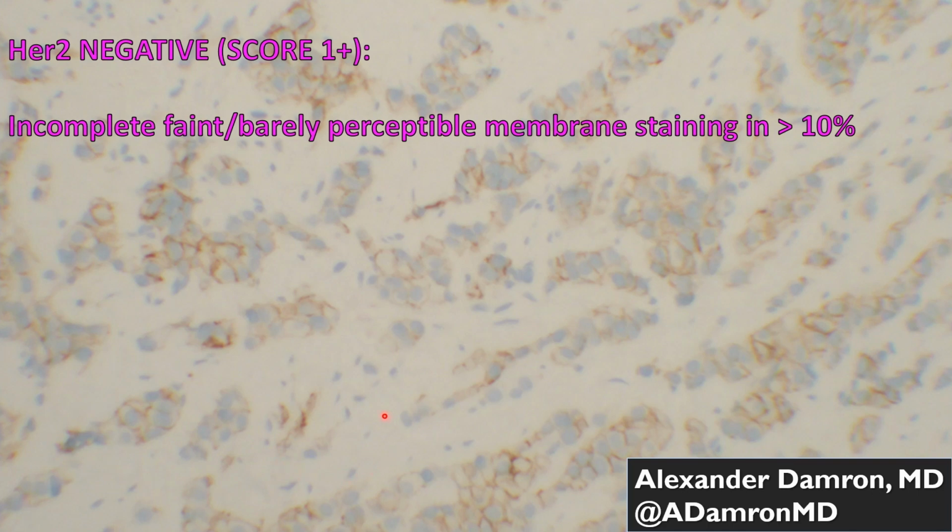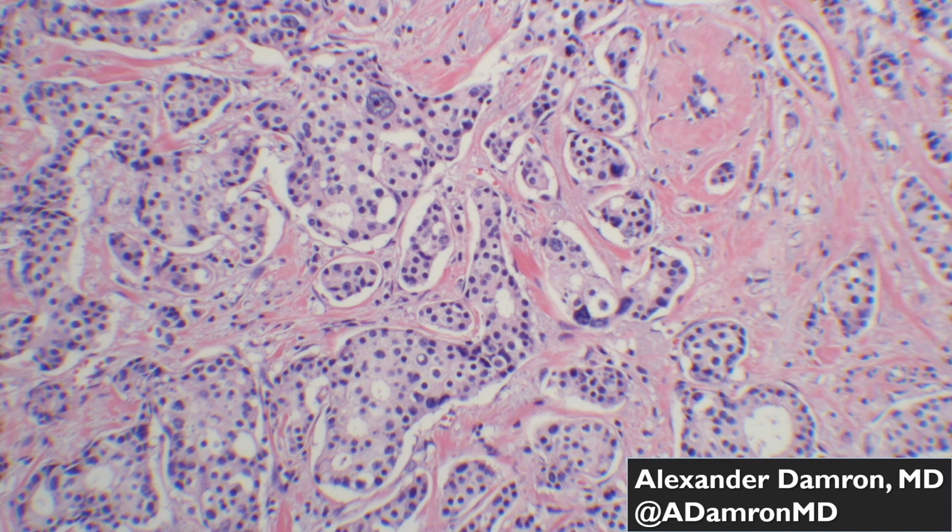In fact, the majority of the tumor cells, or I shouldn't say the majority, but a lot of the tumor cells show very little reactivity at all. But it's all incomplete. It's all kind of faint. And it's, again, involving greater than 10% of the tumor cells, but 1+ is the correct category to place this. So let's move on to our next tumor.